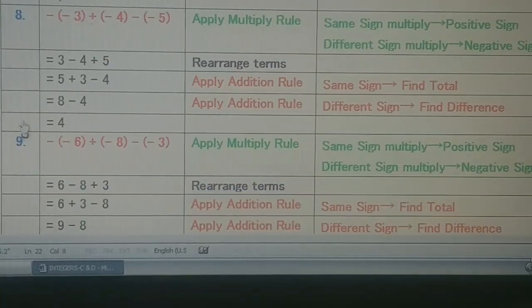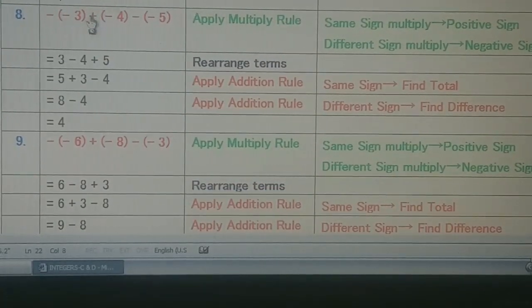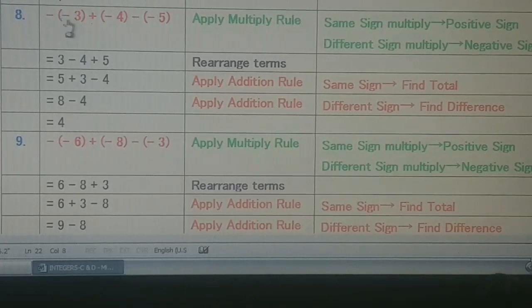In the 8th example we see minus minus 3 plus minus 4 minus minus 5. So between 3 and 4 there are two signs, plus and minus. Between 4 and 5 there are two signs, minus and minus. And on the left side of 3 also there are two signs, that is minus and minus. So between two numbers there should be one sign, and before any number also there should be only one sign.